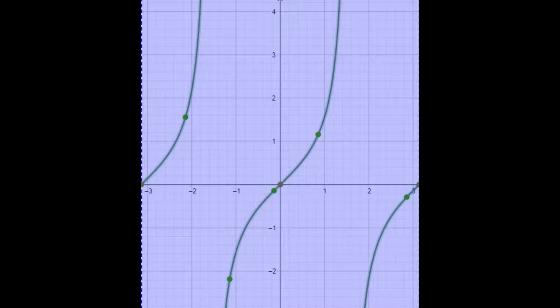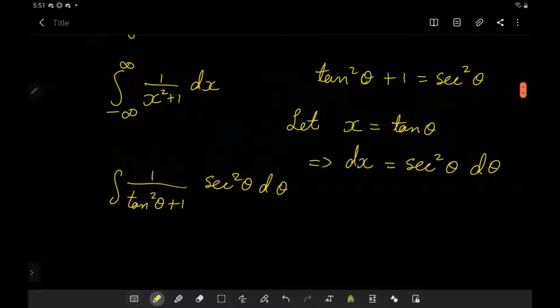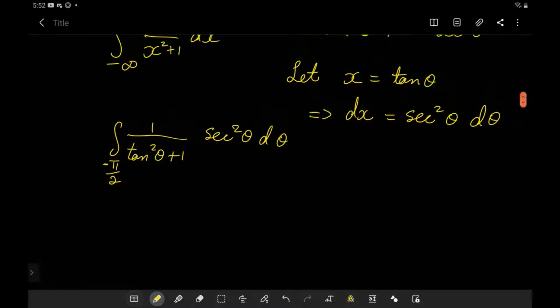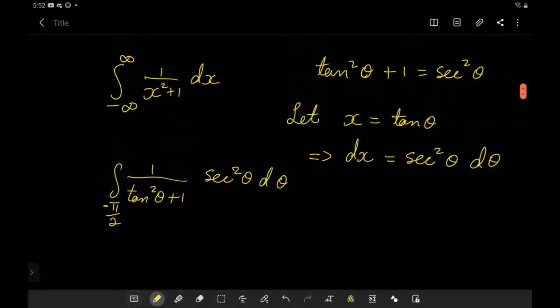Now with the limits, as x goes to negative infinity, theta goes to negative pi over 2, because remember, the tan of 90 degrees tends to infinity, whereas we prefer to use radians rather than degrees in this case. And as x tends to infinity, we go to positive pi over 2. Now we could have left the limits for now and come back to it later, but this is also fine.